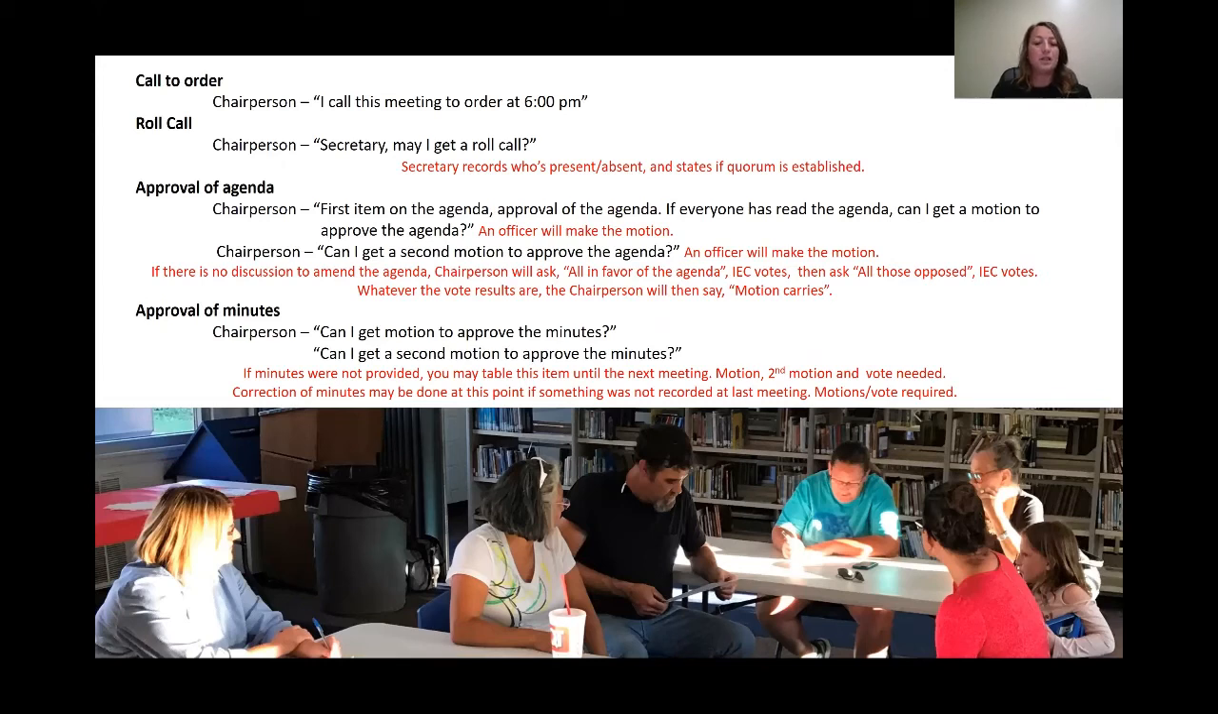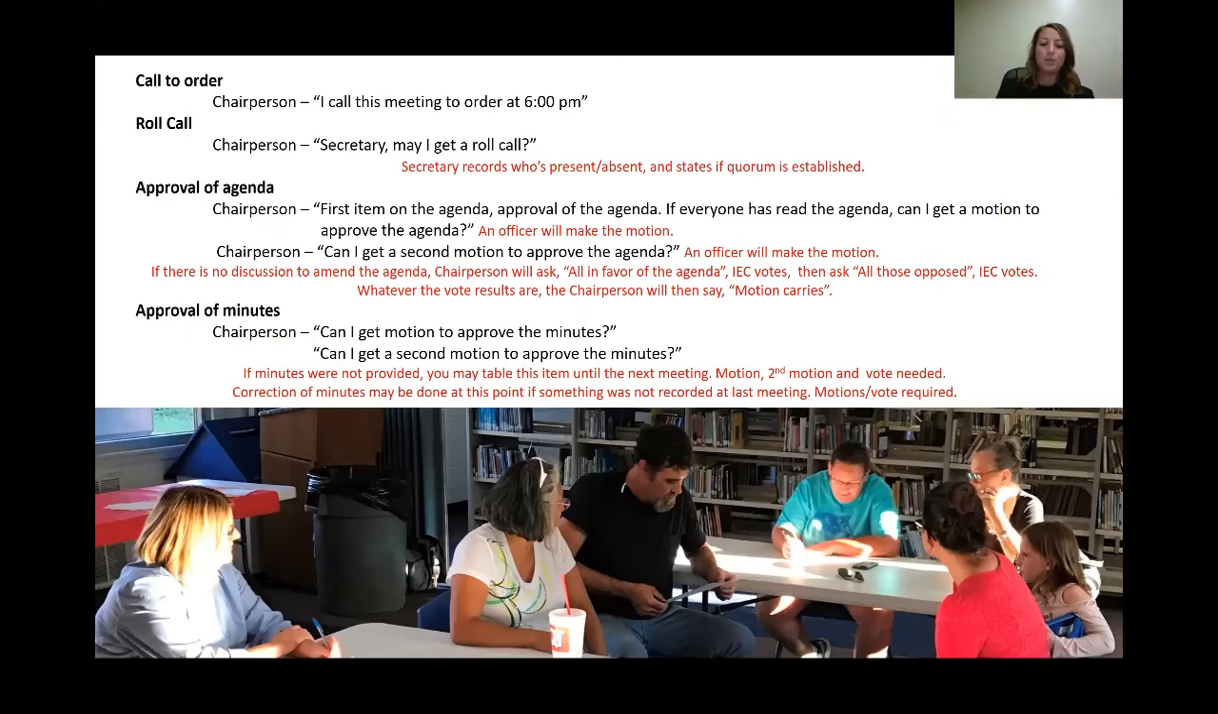Okay, so this is a script using parliamentary procedures. It sounds formal, but it really is not. Here, the chairperson will just follow the agenda and say, I call this meeting to order at 6 p.m. The chairperson will ask the secretary, may I get a roll call? Those present will answer here. Those absent will be noted in the minutes. The secretary will state if the quorum has been established.